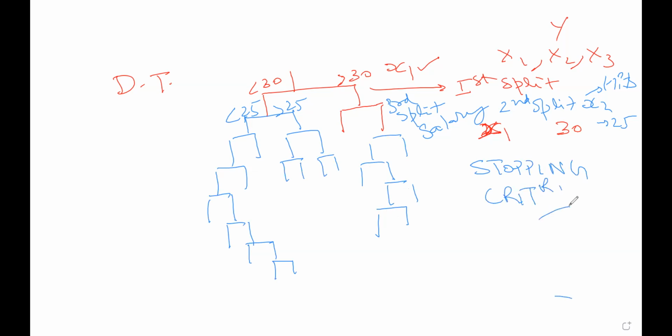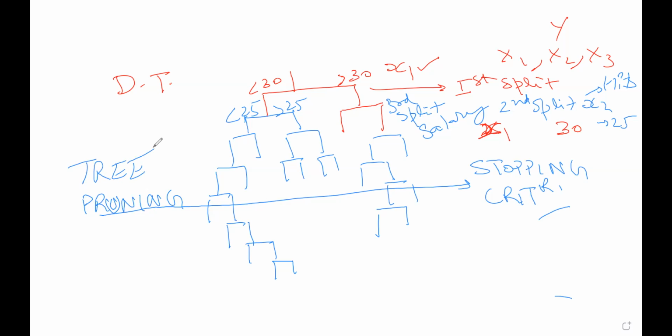The decision tree can keep on growing, and I need to have a stopping criterion. So I'll say I will stop at this point, and I will not let the decision tree grow beyond it. This is called pruning the decision tree. So this is called tree pruning, right? This is something I believe has been done, so I'm not getting into that.